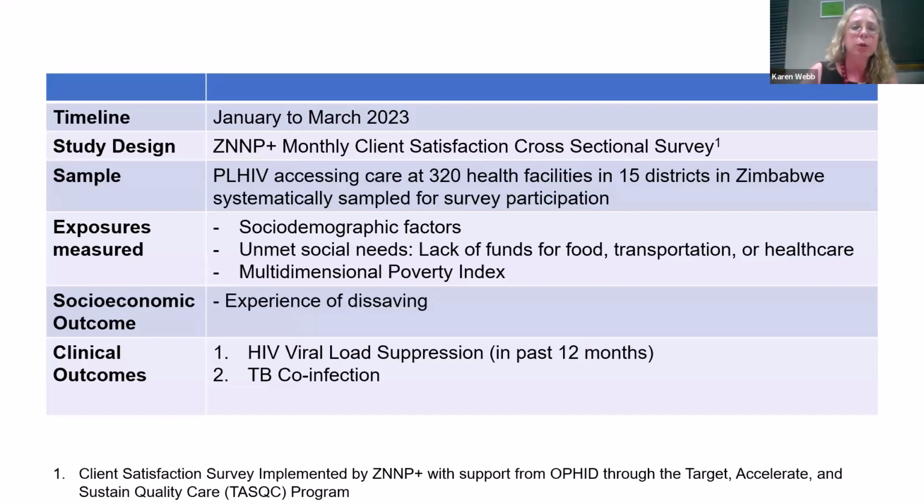So the exposures that we measured were sociodemographic factors, unmet social needs, specifically lack of funds for food, transportation, and also measuring using validated tools such as the multidimensional poverty index. The socioeconomic outcome was experience of savings, and the clinical outcomes that we looked at were HIV viral load suppression in the previous 12 months and TB co-infection.